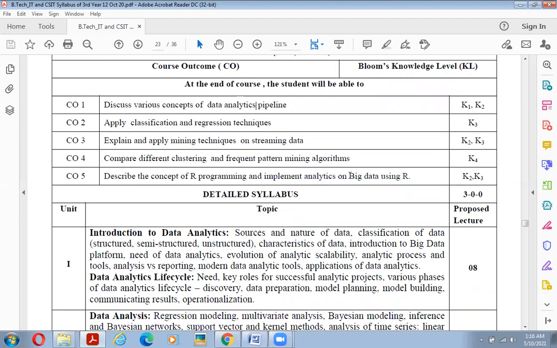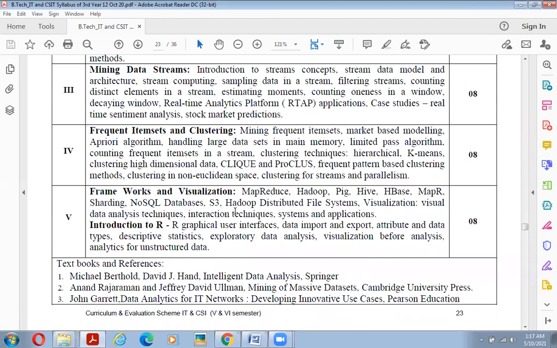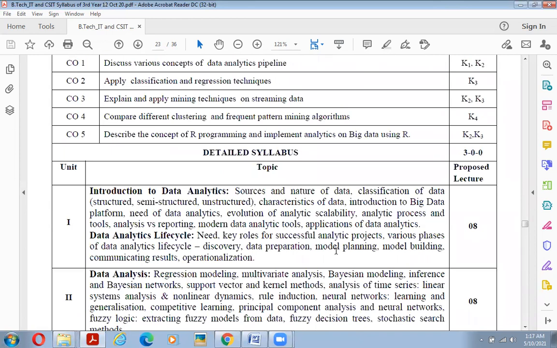Now see, something is written out here: big data. The data set we are going to use in this subject is big data. For this, we need to understand Unit 1. In Unit 1, we have an introduction to data analytics, what data analytics is all about, its sources and nature of data. If you are getting the name of data out here, it is talking about big data, because in the last unit we are focusing on MapReduce, Hadoop, and all this is based on big data.